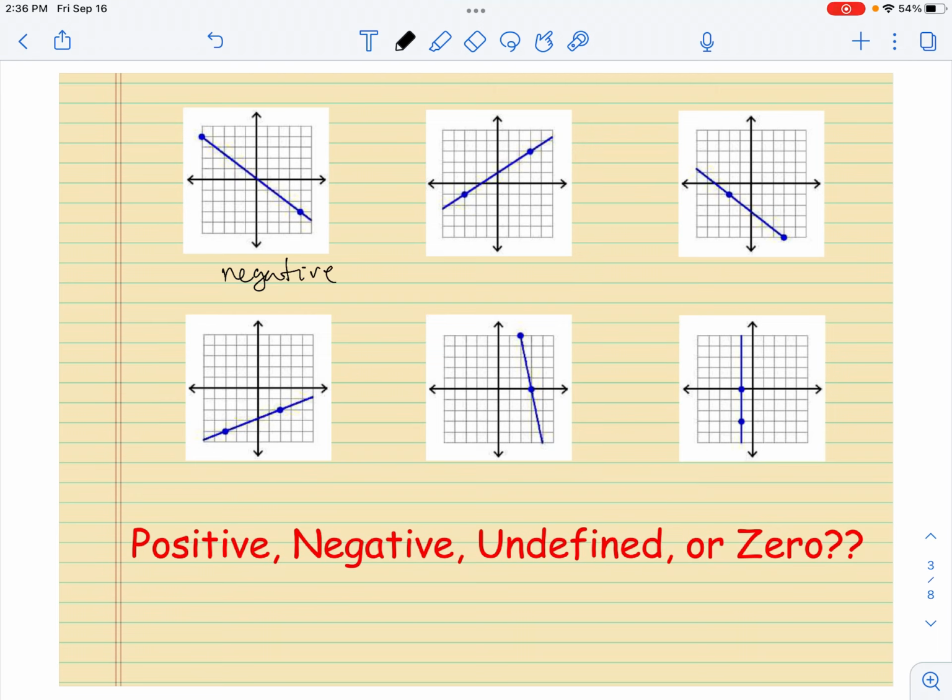Okay, this one is increasing as it goes left to right, so that one's positive. Once again, it's going down left to right, so you've got a negative. This one is increasing as it goes left to right, so that's positive. Next one, it is going down, so it's negative. And then the last one, it's a vertical line straight up and down, so this one is undefined. So that's just going to help us determine our slope and if it should be positive or negative.